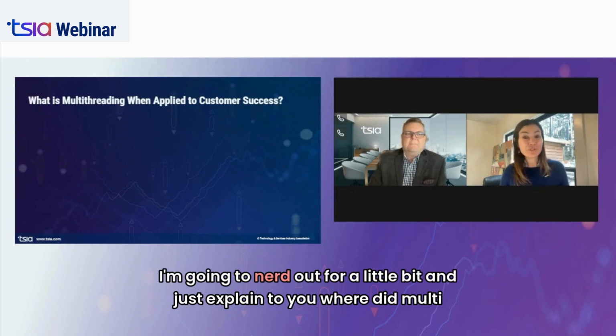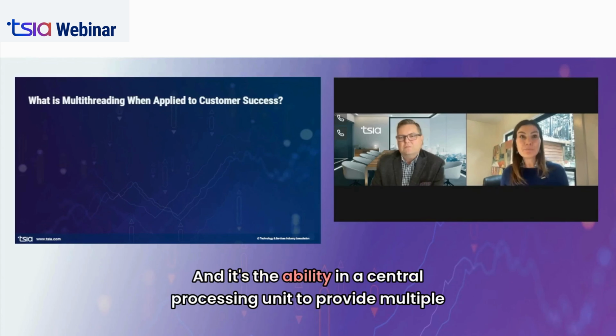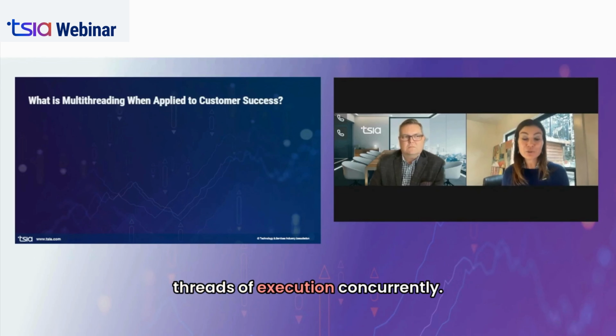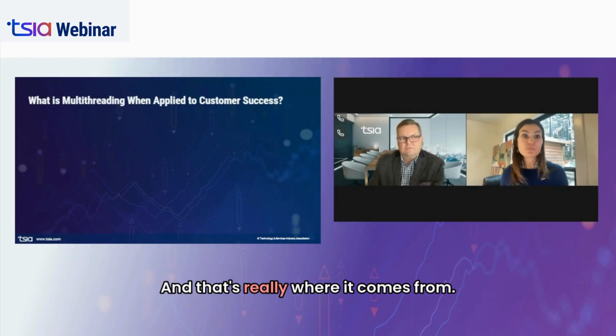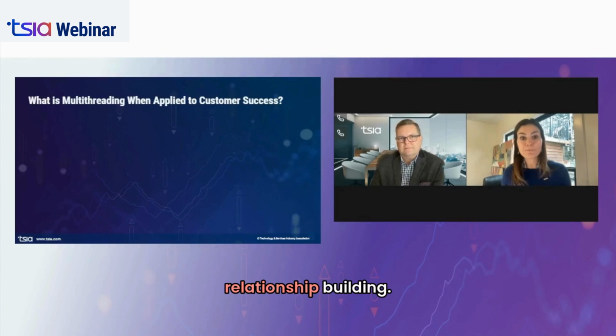All right, so let's talk about what is multi-threading when you apply it to customer success. I'm going to nerd out for a little bit and just explain where multi-threading came from. It's really a computer architecture term, and it's the ability in a central processing unit to provide multiple threads of execution concurrently. And that's really where it comes from. Obviously, the computer world, now it's being applied to software as a service for relationship building.